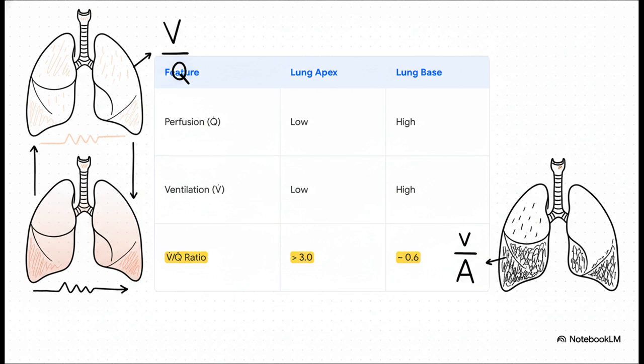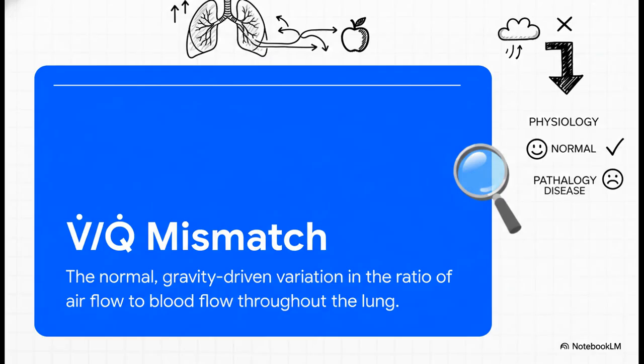Now look at the base. Both are high, but perfusion goes through the roof. You've got tons of blood, maybe even more than the air can handle, which gives you a low VQ ratio. So here's a really important distinction for your exams. When you hear VQ mismatch, your brain might jump to pathology. But in this context, it's completely normal. It's the expected, healthy, gravity-driven state of the lung. This is physiology, not a problem.